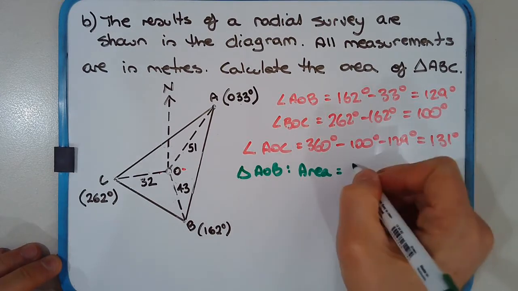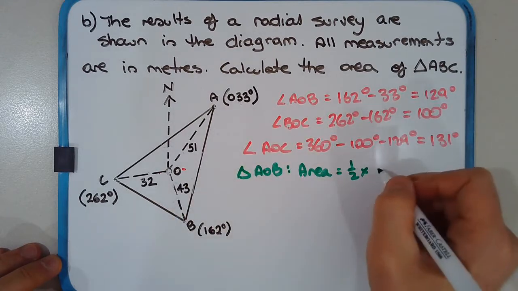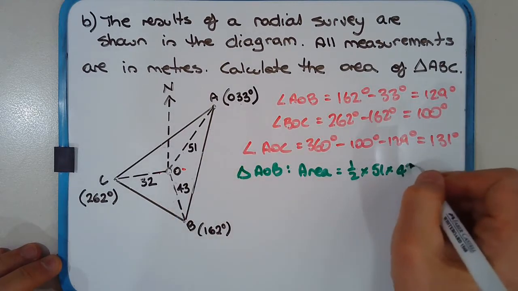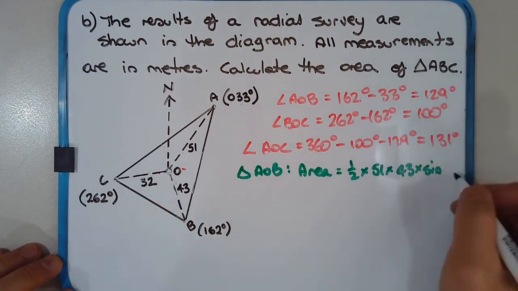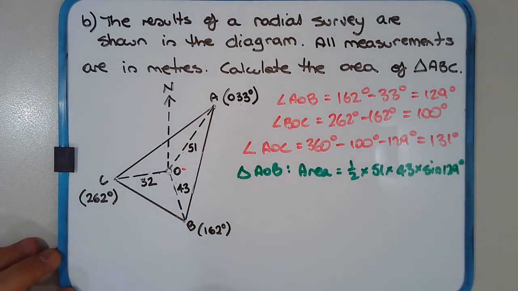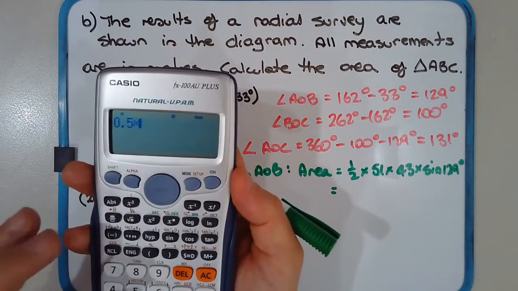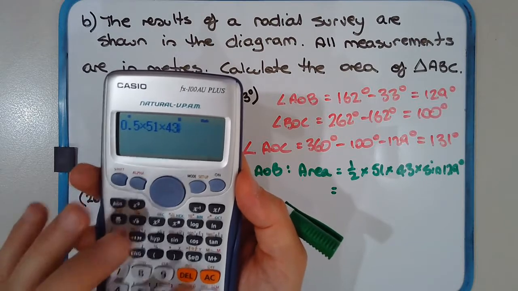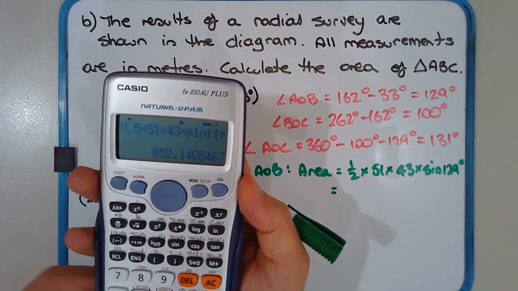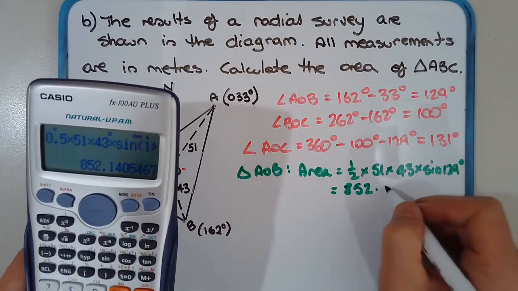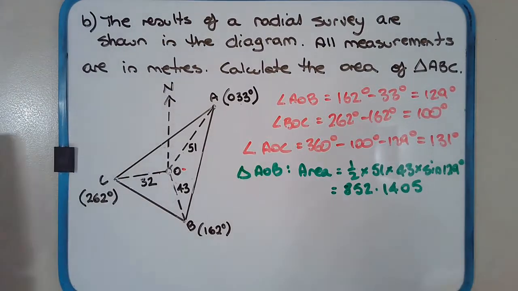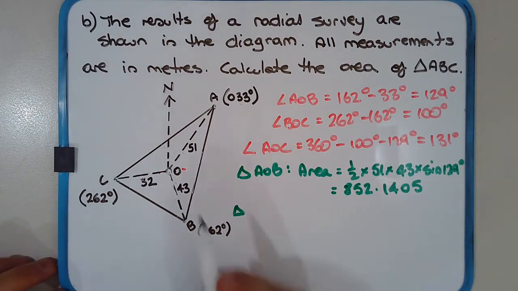Okay, area is equal to half times 51 times 43 times sine of. Now what's AOB? AOB is 129 degrees. Okay, so half times 51 times 43 times sine of 129 degrees, and we get 852.1405. I'm going to work to 4 decimal places, and then I'll round it to the nearest square meter at the end. Okay, so what about triangle BOC?